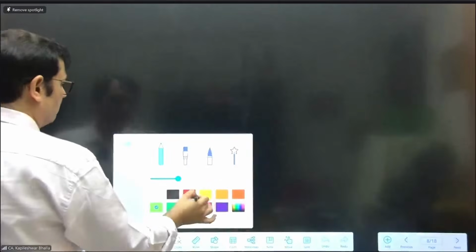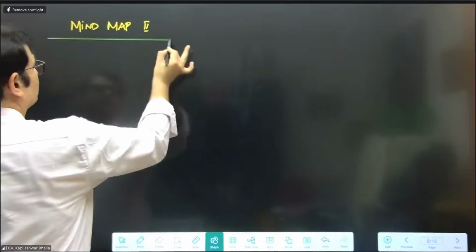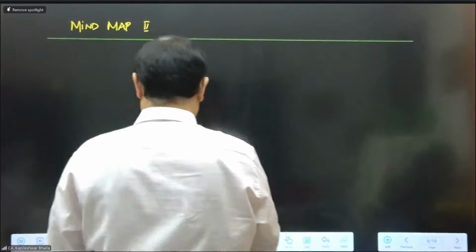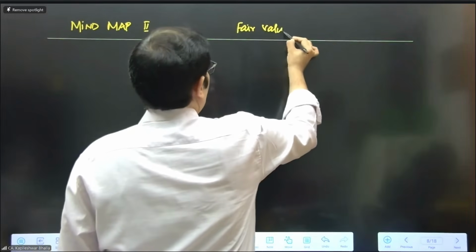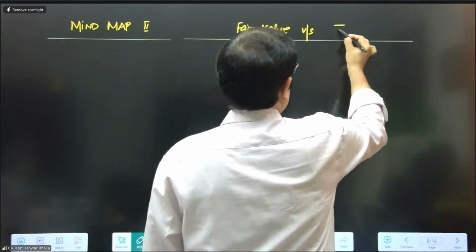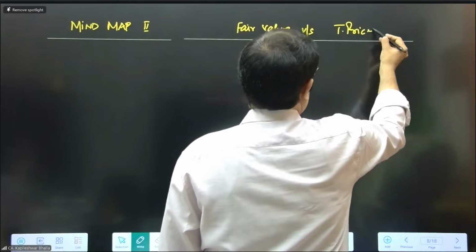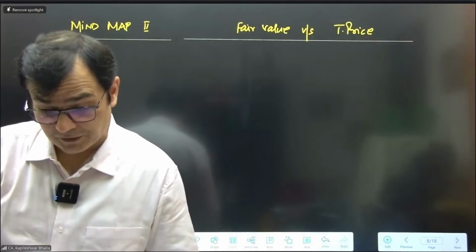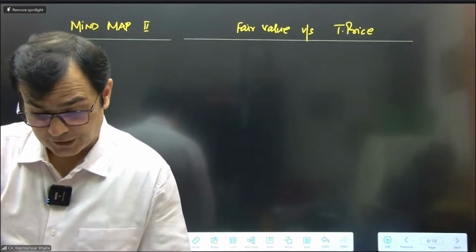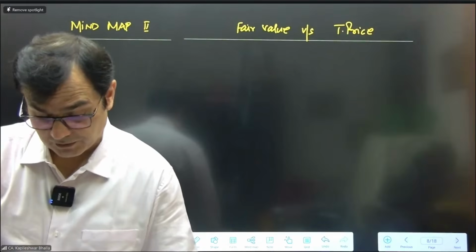So let's come to the mind map number 2 for the day. And this is with reference to the comparison between fair value versus the transaction price. That when there is a difference in terms of fair value as well as in terms of transaction price, how do you tackle that particular difference? So in this particular case, let's first make a little chart on this clarity.